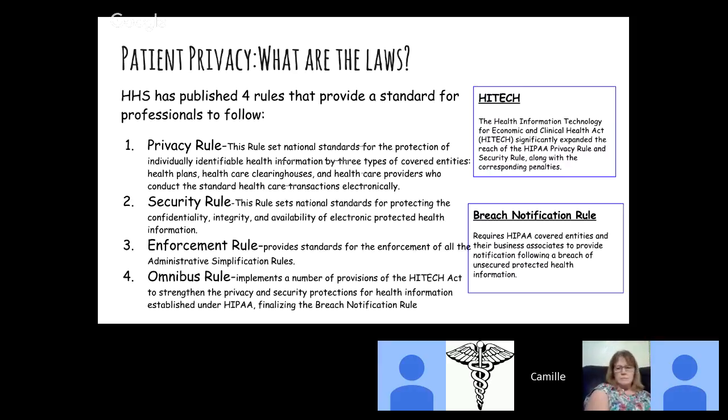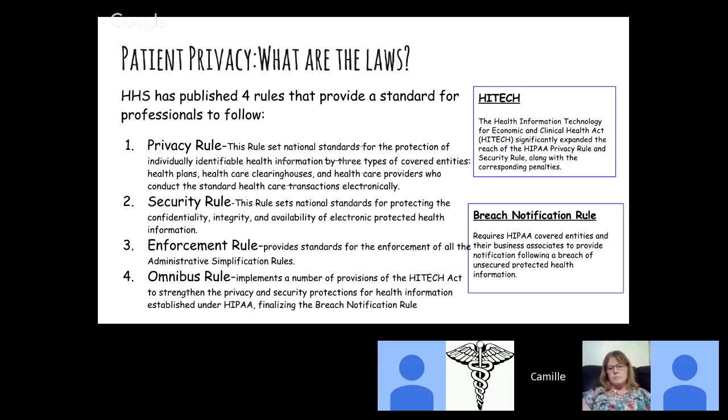The next one, the security rule, sets national standards for protecting the confidentiality, integrity, and availability of electronic protected health information. The enforcement rule provides standards for the enforcement of all the administrative simplification rules. And the omnibus rule implements a number of provisions of the HITECH Act, which is up in the corner there. I have a little explanation of what that is.